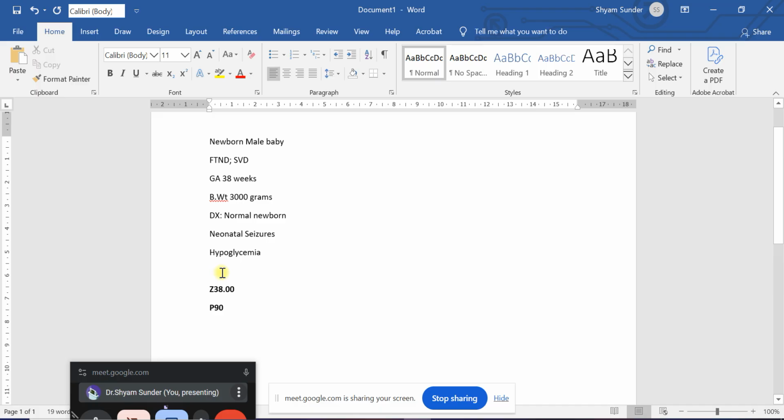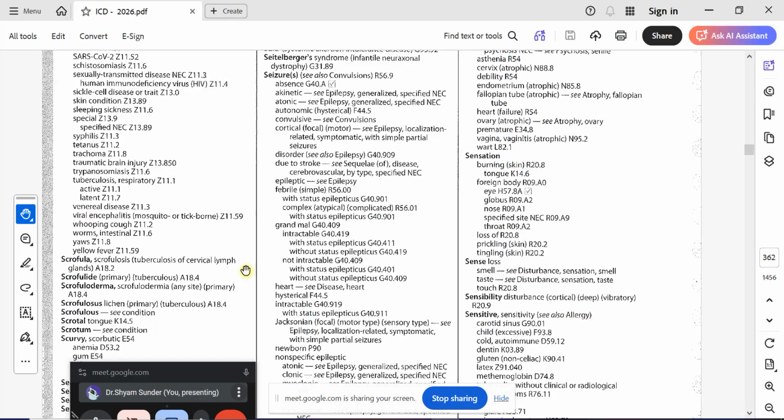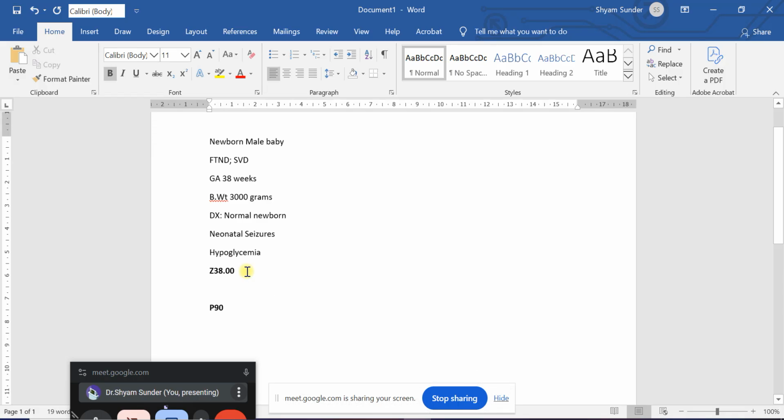So the first code, when the baby gets discharged and the medical record is complete, is always Z38.00, and then hypoglycemia, low blood sugar. We have to add another code here, a second or third code, whatever. Yes. Okay. So this is the only very important rule that we need to remember. This is the date. Days.